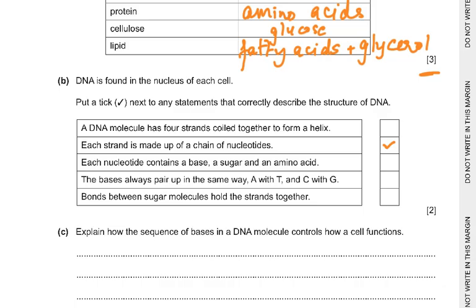Each nucleotide is made of a sugar, deoxyribose in DNA, a base, and a phosphate. So this is also wrong, so we're not going to write anything. The bases always pair up in the same way, A with T and C with G. Yes, that's correct. Bonds between sugar molecules hold the strands together. No, I'm sorry, that's not right. It's the phosphodiester bond between the phosphate and the sugar. So if you don't know that, you need to revise that.